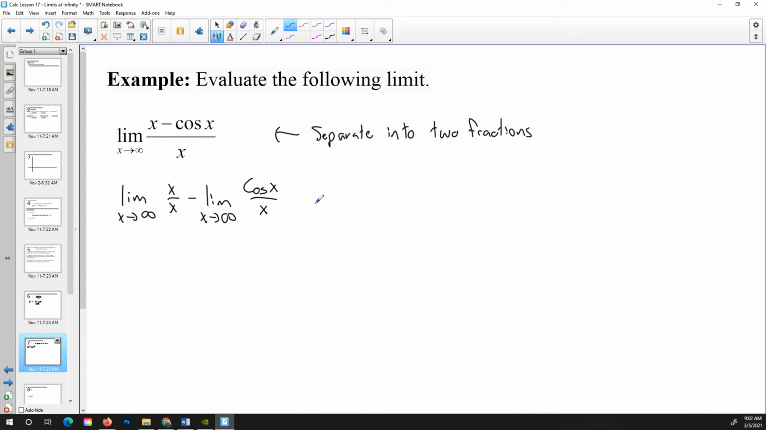All right, if I evaluate this first limit, the limit as x goes to infinity of x over x. Well, I can do basically the same thing that I did in the last example. This polynomial has a degree of 1. This polynomial has a degree of 1. X over x is going to give me a limit of just 1. The second limit.